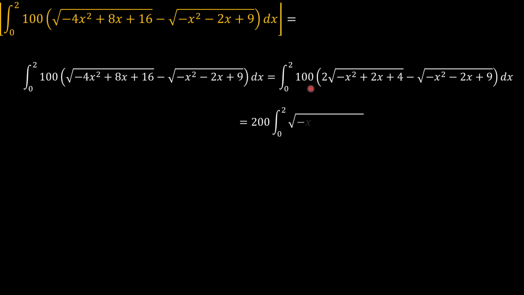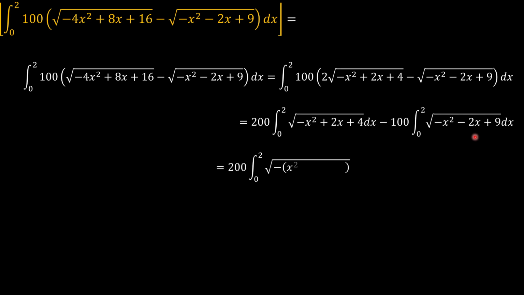So I separate them into two separate integrals, and the 2 here multiplied by 100 becomes 200 as a factor here, as a constant, and then we remain with 100 here in the second integral. One thing I could do is pull out the negative sign within the square root sign of the first, and so we have x squared minus 2x minus 4 here, and then we have x squared plus 2x minus 9.